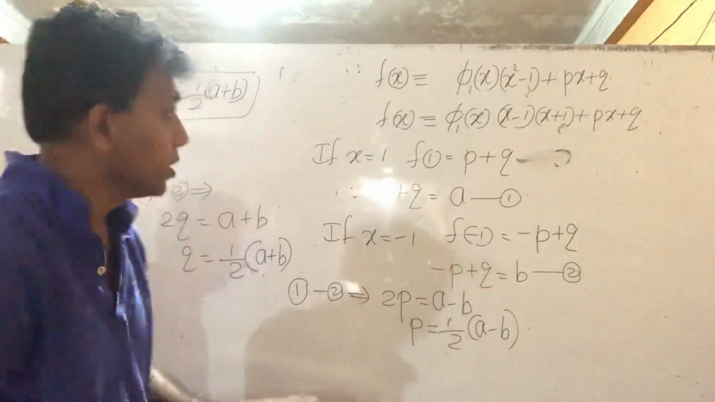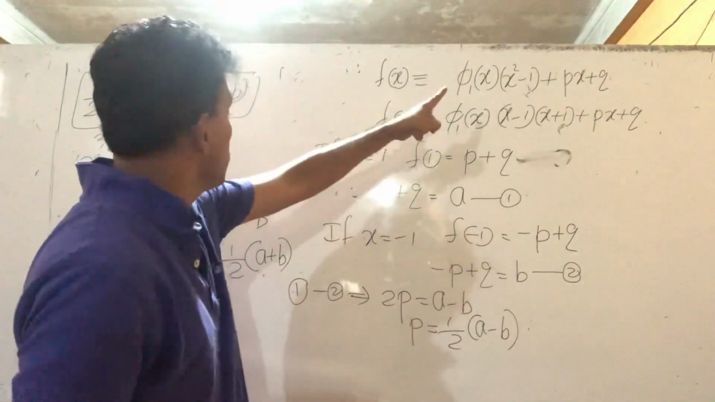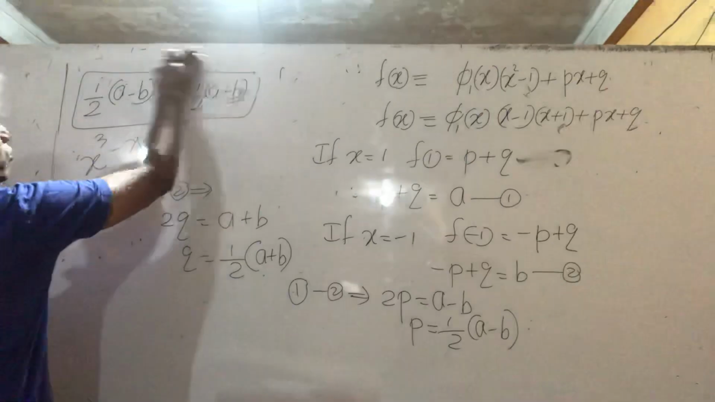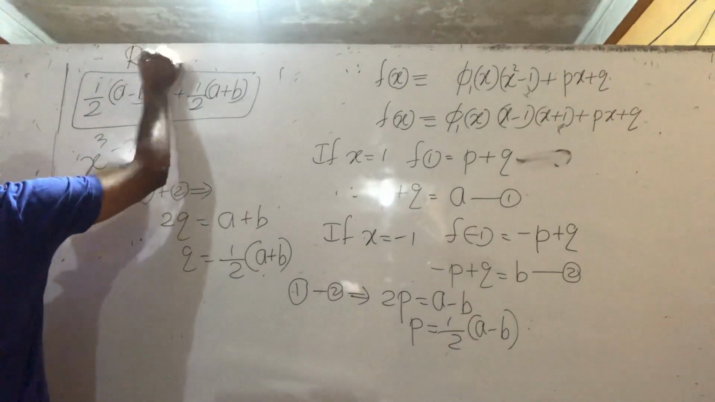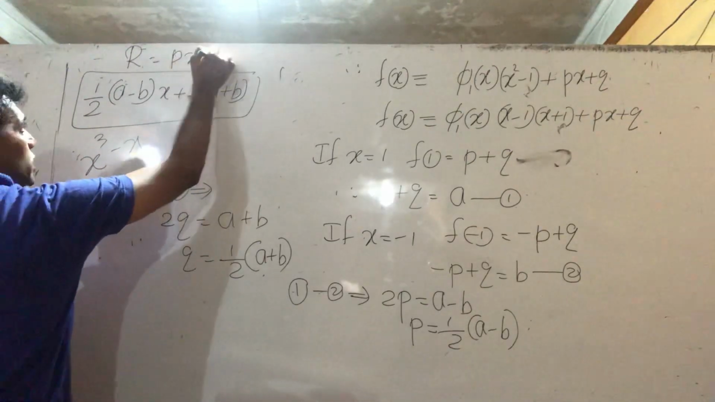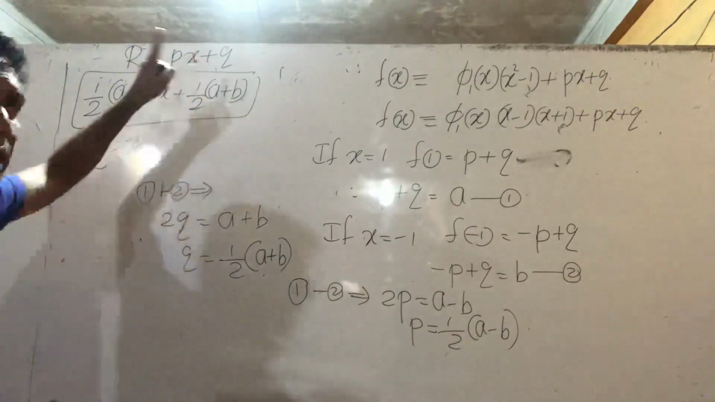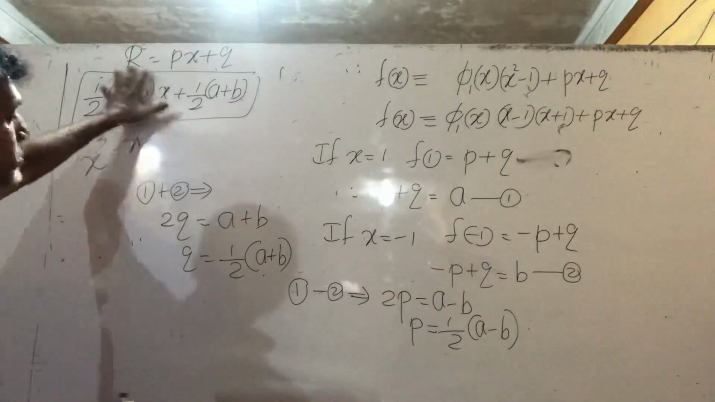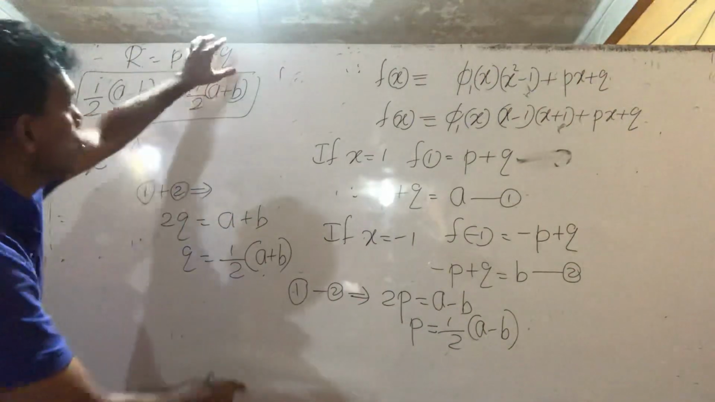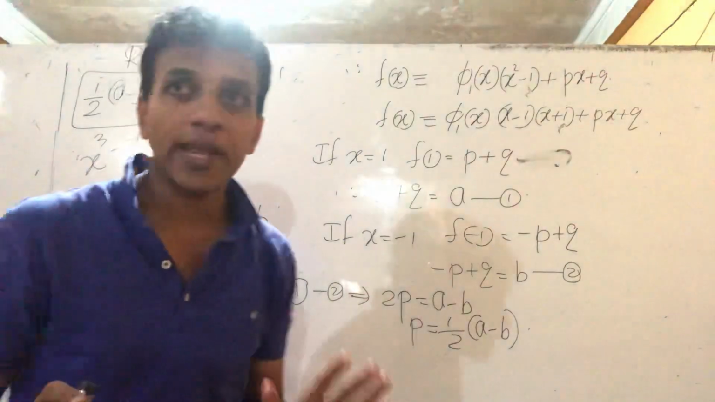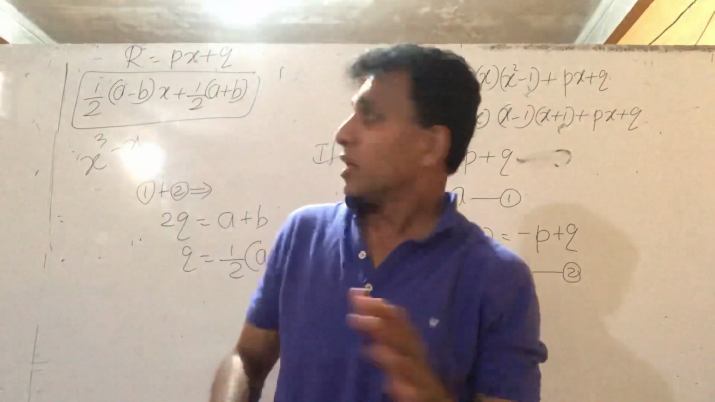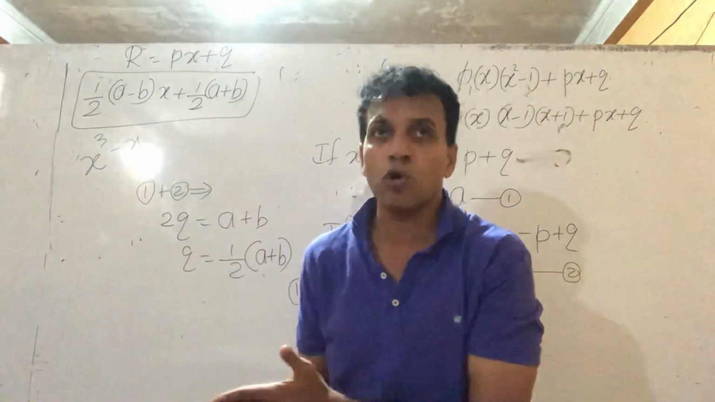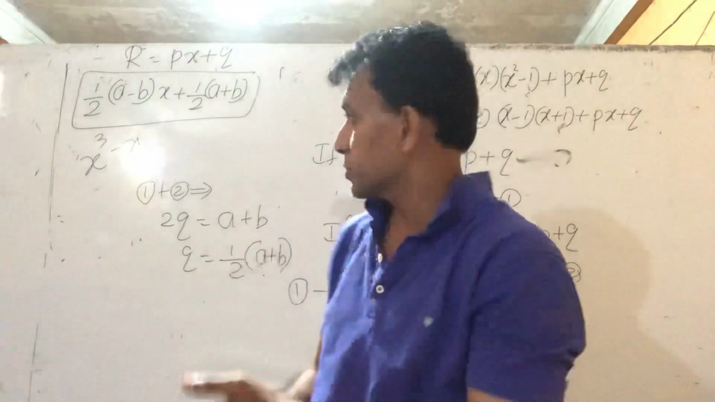First part is over. Therefore, f(x) divided by x squared minus 1, the remainder is what? The balance, what is the remainder? px plus q. The remainder is px plus q. You found p is this, p is that, q is this. So don't be afraid. If you work, it comes. If you are familiar with all such problems.